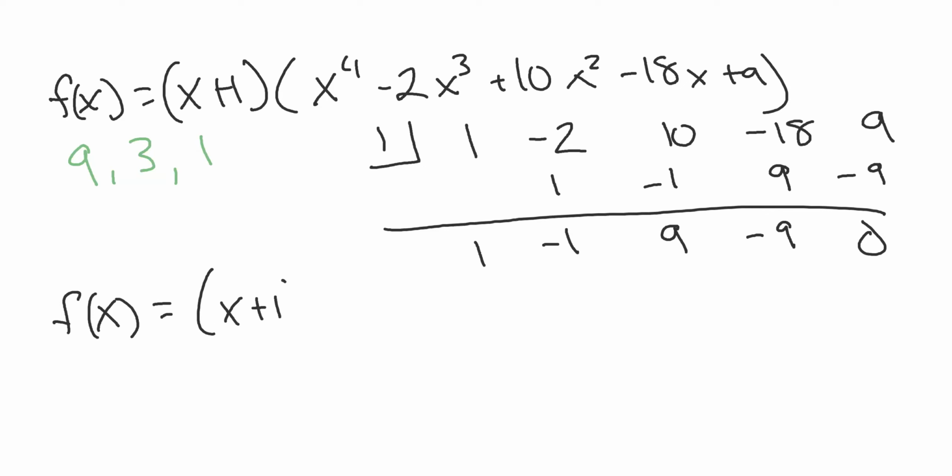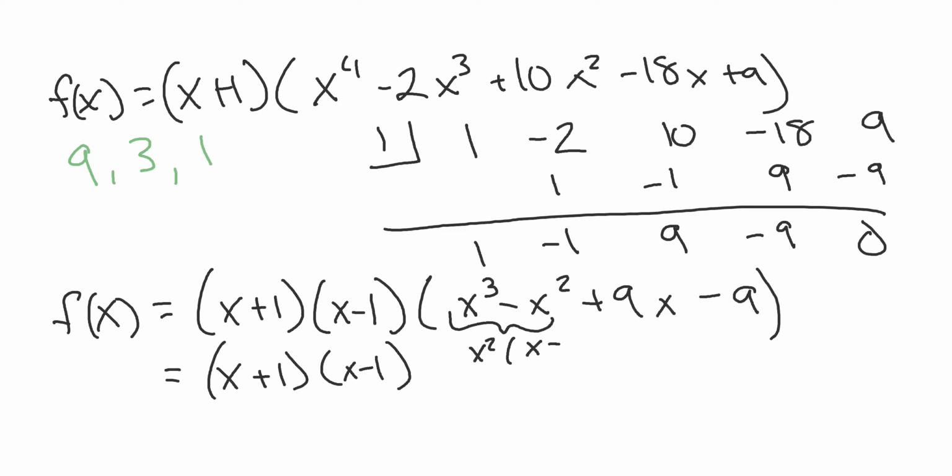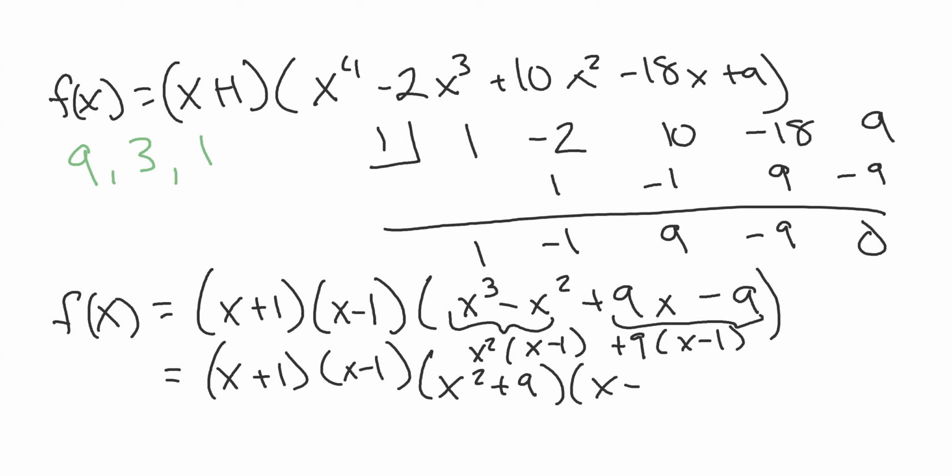So we've got x plus 1, x minus 1, and then let's look at our coefficients. We've got x to the 3rd minus x squared plus 9x minus 9. We are now down to a 3rd degree polynomial. We can actually look at this guy and factor it by grouping. We can factor out an x squared here, so this is going to be x squared times x minus 1. And we can factor out a 9 here, so this is going to be 9 times x minus 1. That will all factor to x squared plus 9 times x minus 1.